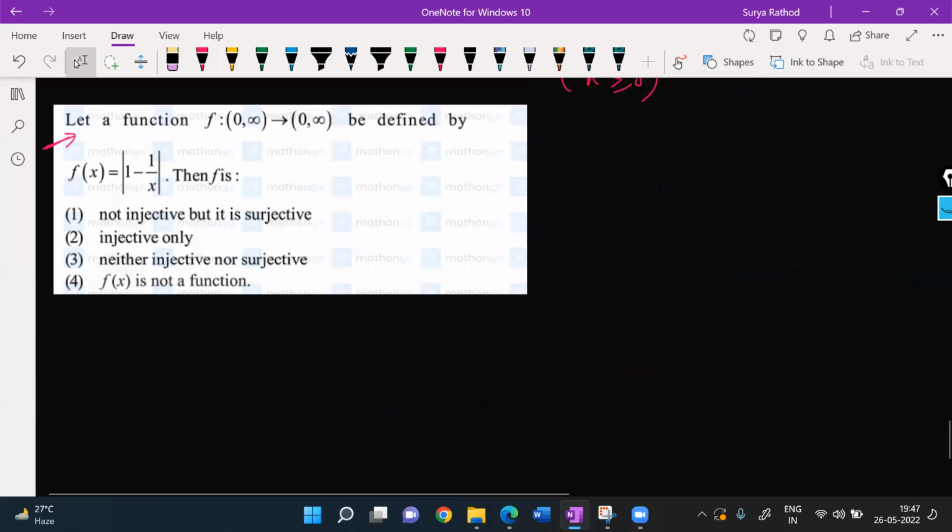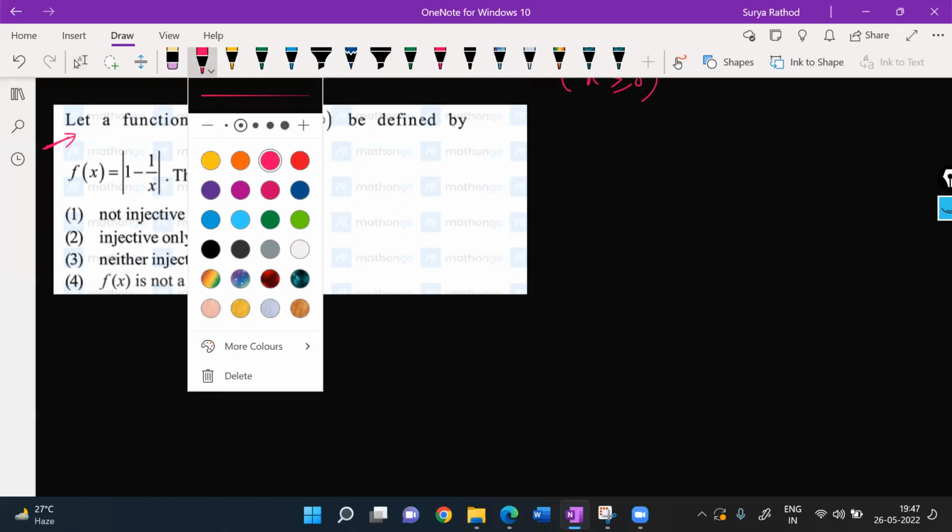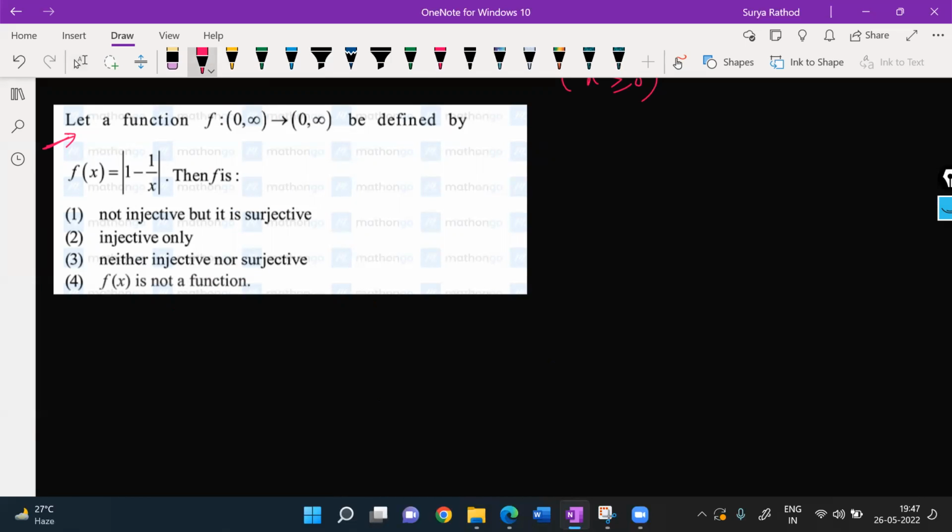Quick, quick, quick. Let a function from 0 to infinity be defined as f of x is equal to modulus of 1 minus 1 by x. Oh, very, very good question, beta. So this is also a very good question. What is the answer?